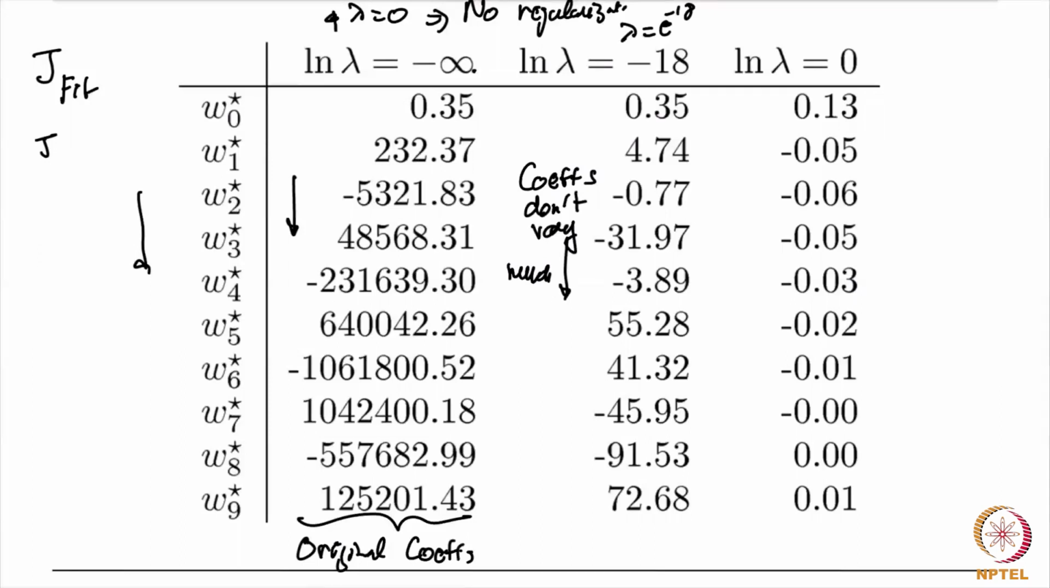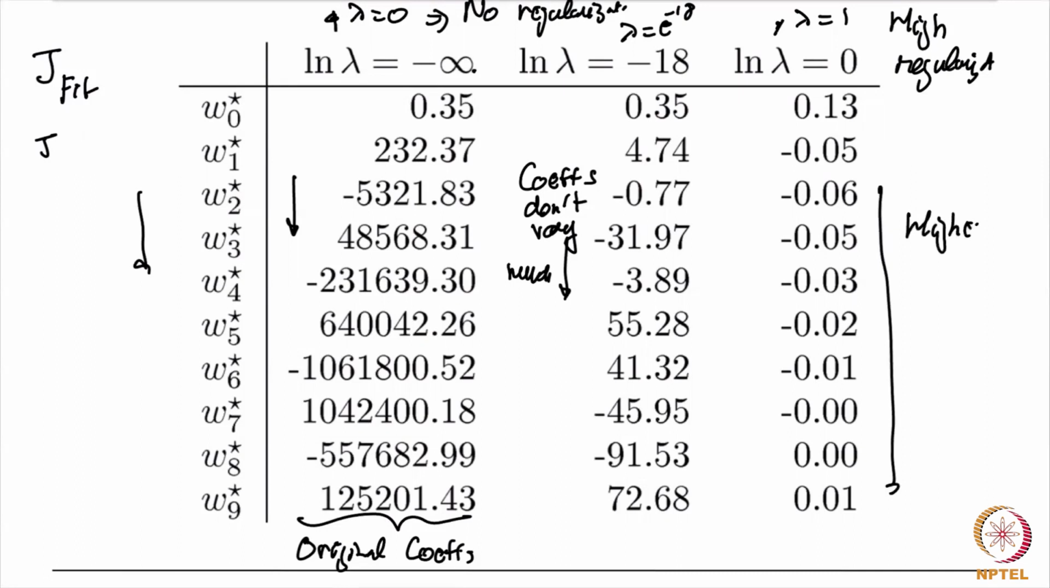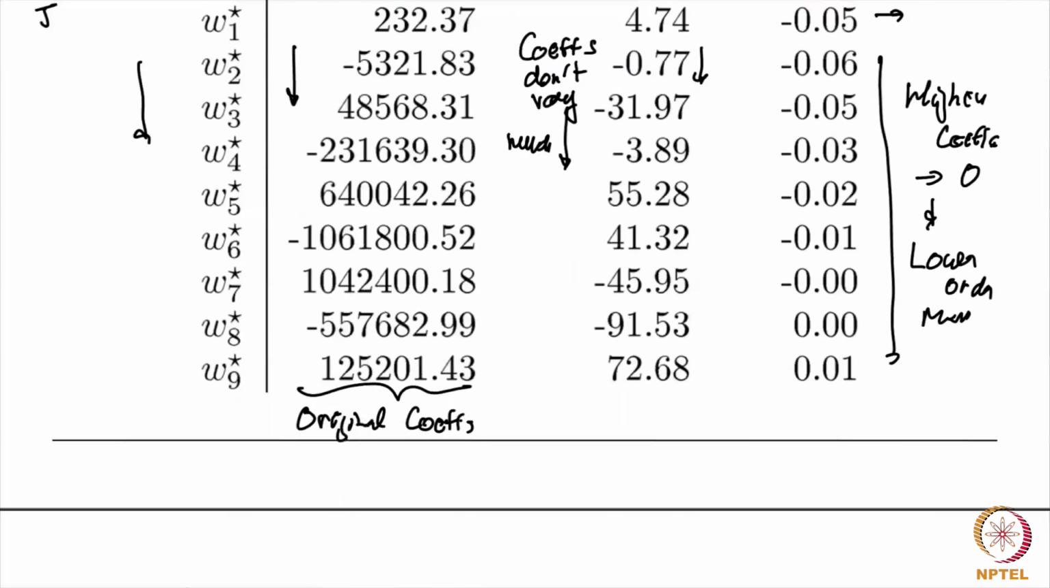Now, here is log lambda equal to 0. This, of course, means lambda equal to 1. This is a high value, high regularization. Notice higher coefficients go to 0. So which means we expect it to perform about as well as a lower order model. This would be a higher degree model. This is a lower order model, and this is somewhere intermediate. So let's see what it looks like physically.